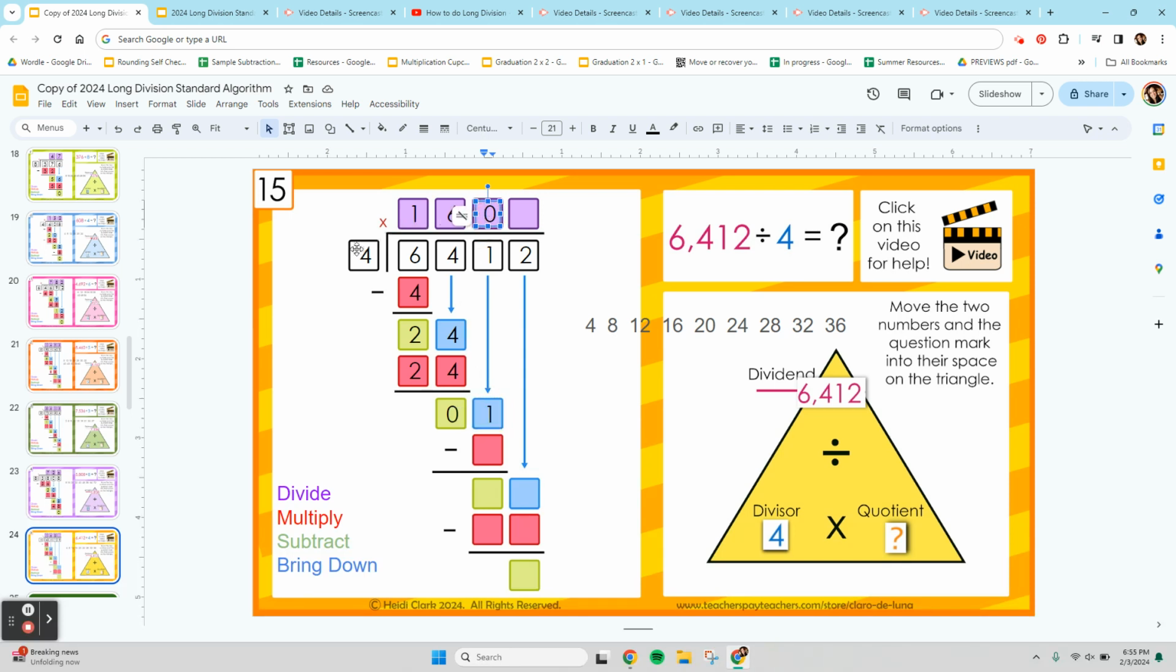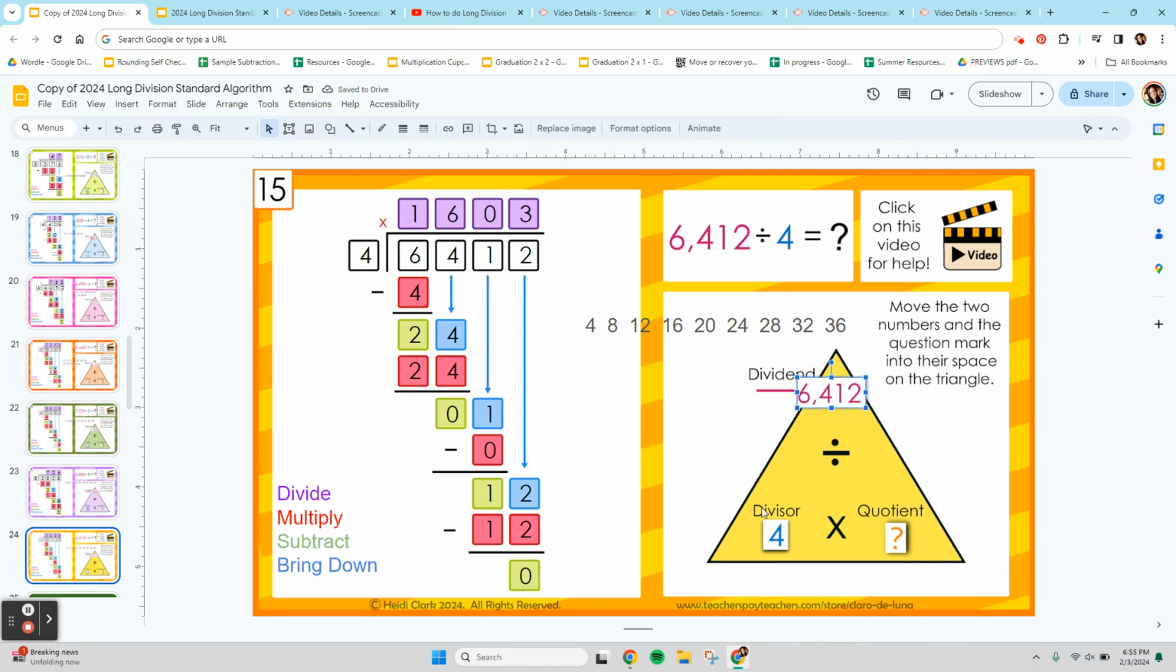And then when you multiply it back down, 0 times 4 is 0. 1 minus 0 is 1. And then bring down your 12. And now you're in a pretty good spot to go ahead and finish this up. 12 divided by 4 is 3. Multiply 3 times 4, and you get 12, which means it fits perfectly and there are no remainders.